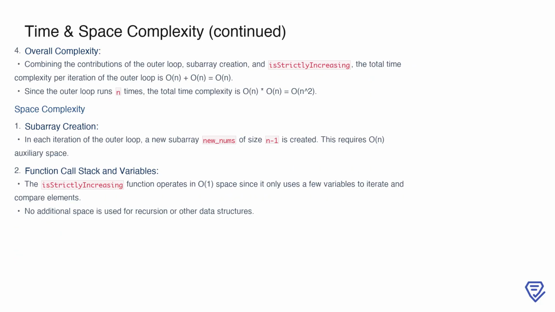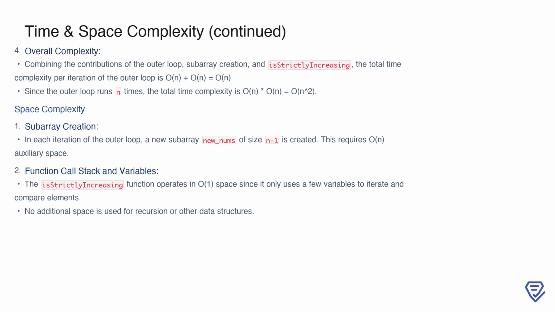Now, when we consider the overall time complexity, the outer loop runs n times, and in each iteration, we perform operations that take O(n) time. Therefore, the total time complexity is n multiplied by n, which simplifies to O(n squared).